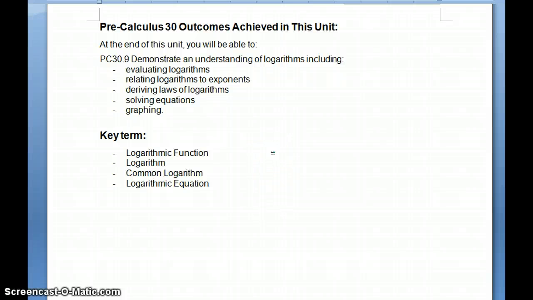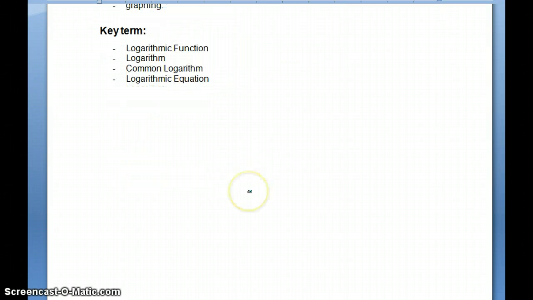And the outcomes that we'll be learning this unit, the biggest one here is our PC 30.9, and basically we're going to be studying understanding logarithms. That's by evaluating logarithms. We're going to be deriving laws of logarithms, solving them, graphing them. We're doing all of that wonderful stuff, and some key terms that we'll be looking at throughout this unit will be a logarithmic function, a logarithm, common logarithms, and logarithmic equations.